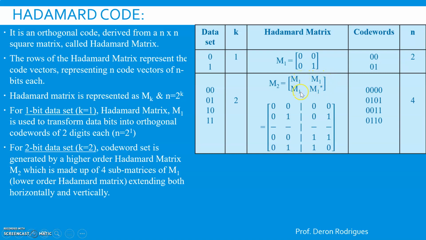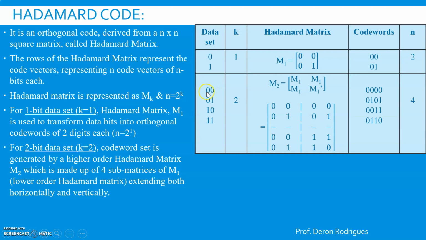In the first, second and third quadrants, it is M1. In the fourth quadrant, that is the bottom rightmost quadrant, we use the complement of M1. So rather than 0 0 0 1, I have 1 1 1 0. So this Hadamard matrix is used for k is equal to 2.